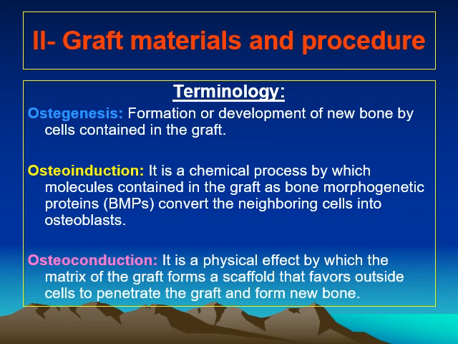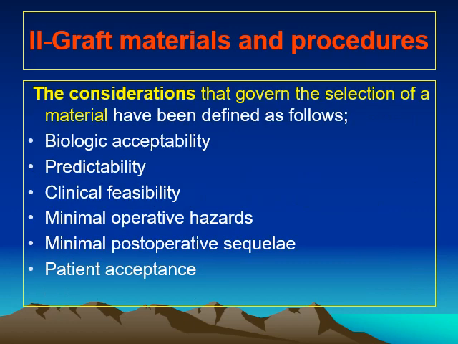Osteogenesis means the formation or development of new bone by cells contained in the graft. Osteoinduction is a chemical process by which molecules contained in the graft, such as bone morphogenetic proteins, convert the neighboring cells into osteoblasts. Osteoconduction is a physical effect by which the matrix of the graft forms a scaffold that favors outside cells to penetrate the graft and form new bone.